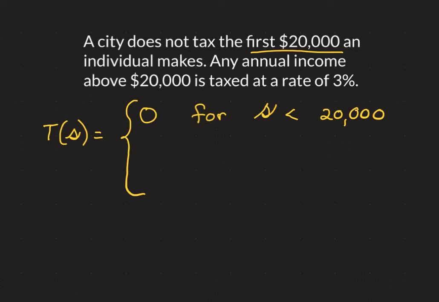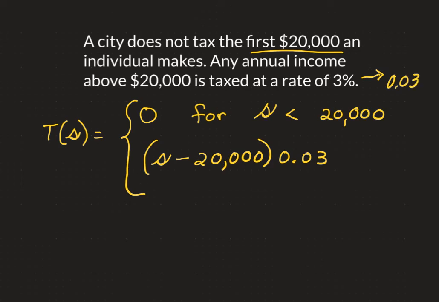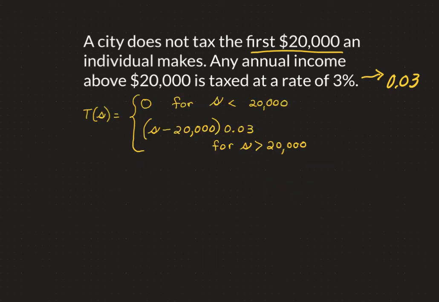3%. Okay, that's not saying 21,000 times 3%. That's saying take the salary, subtract that first 20,000 from it, and then multiply by 0.03, because I have converted that percentage to its decimal equivalent. And as it says in the problem, this is for a salary greater than $20,000. Let's take a look at an example.